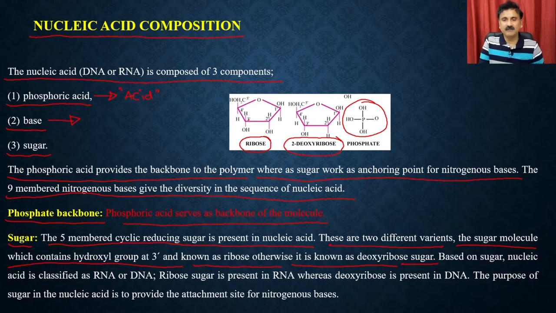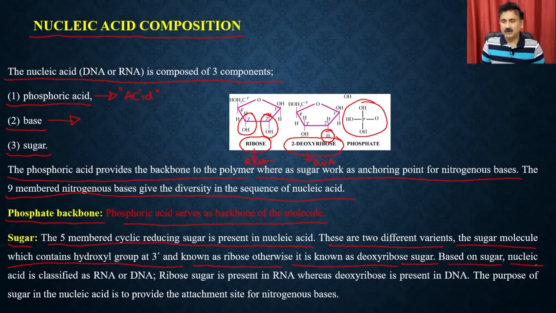In the ribose sugar, at the 3' as well as at the 2', you are going to have the hydroxyl groups, and because of that this is called the ribose sugar. Whereas in the case of deoxyribose sugar, that 2' OH is missing, and that's how it is called the deoxyribose sugar. The ribose sugar is present in the RNA, whereas the deoxyribose sugar is present in DNA.